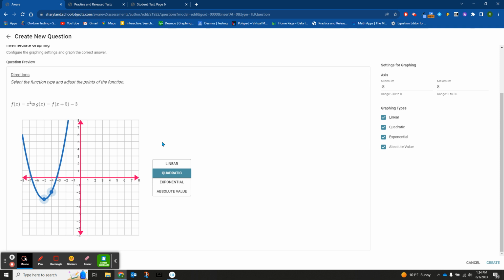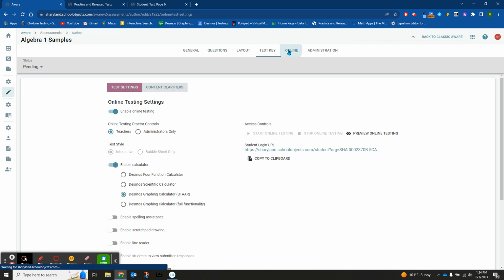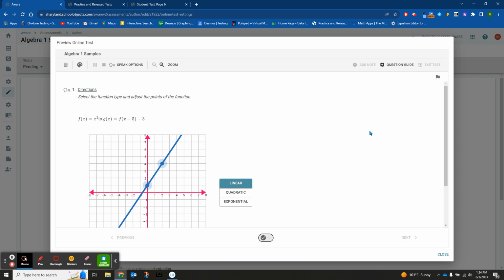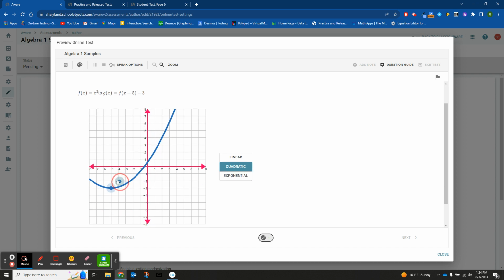It's just an example. I can come out here and eliminate the absolute value because it's Algebra 1, not Algebra 2, and I'm good to go. I can now create my problem. So what the kids will see on the online assessment, let's preview that. They'll get the problem here, x squared to this new guy. They need to pick quadratic. They need to move them over here, and then 3 down. They need to know what to do with the second coordinate.